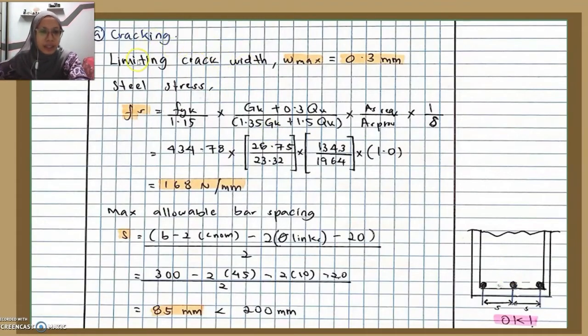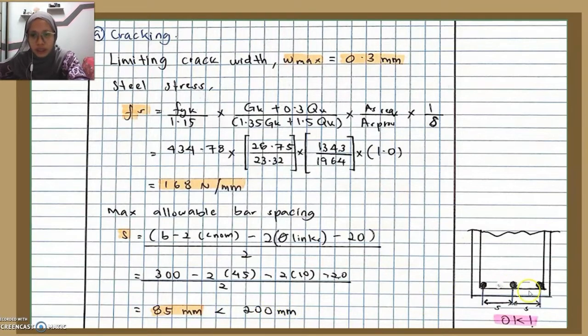Okay, the cracking. Limiting crack width w max we get is 0.3 mm. So the steel stress, we get the answer 168 Newton per mm squared. So the max allowable bar spacing, we get the answer 85 mm, which is less than 200 mm.